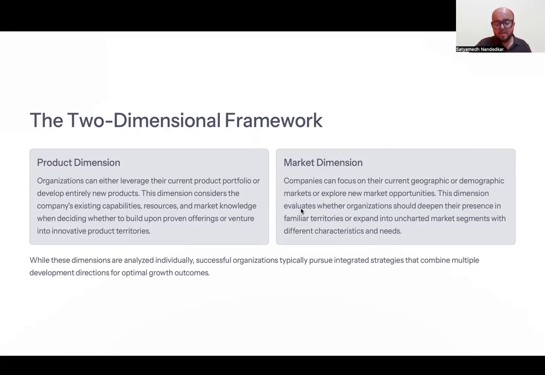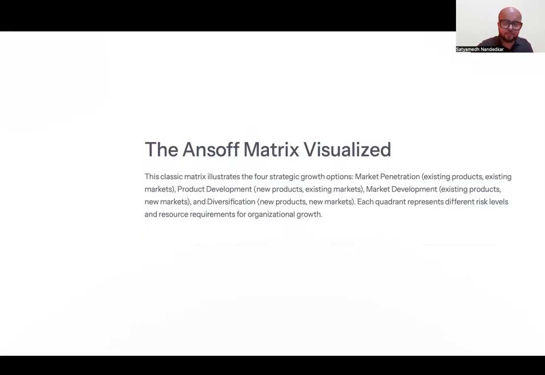Together, these dimensions create a map of how businesses can grow. The real power of this model lies in combining both. Companies, you cannot have just unidimensional growth, both will have to be considered. And you will have to think from a product growth perspective and from a market strategy perspective to balance the risk and opportunity. Now, the Ansoff matrix basically has four strategic growth options.